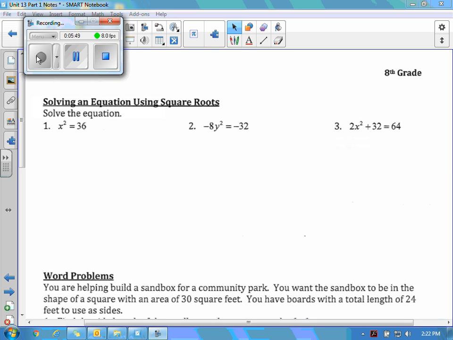On the back side, we're looking at solving equations by using square roots. So remember, when we solve equations, we always do inverse operations.